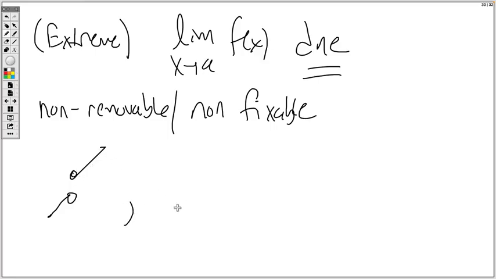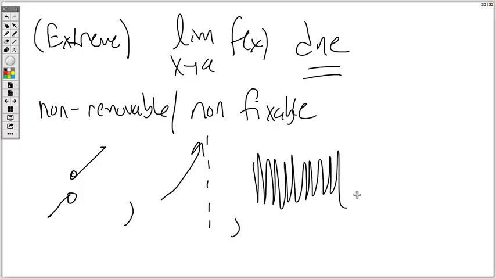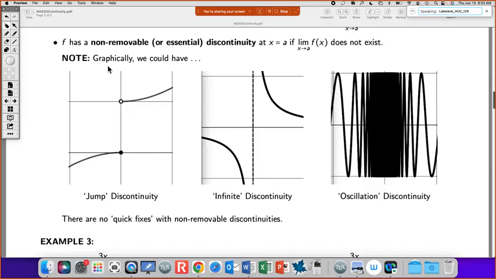It could do what? It could go to infinity. It could have a vertical asymptote, right? Or it could do what? Yeah, it could just oscillate and not settle down. So those are endemic to the function. It's in the function's DNA. You can't fix that. All right. You just move on.